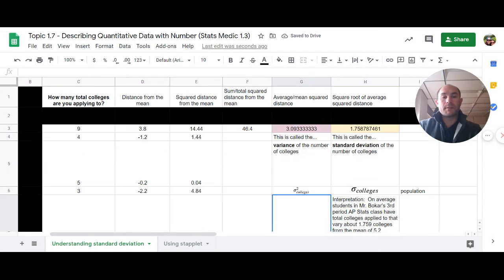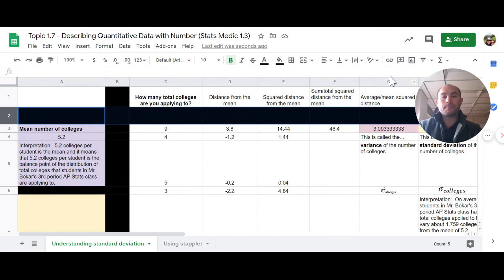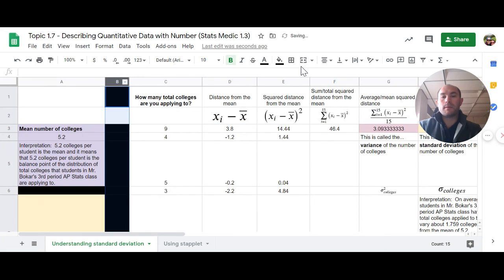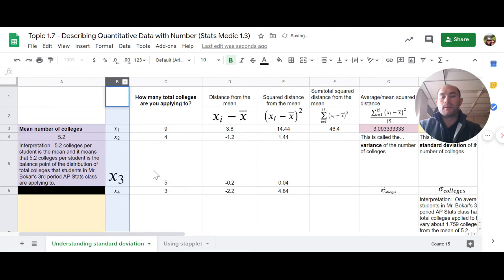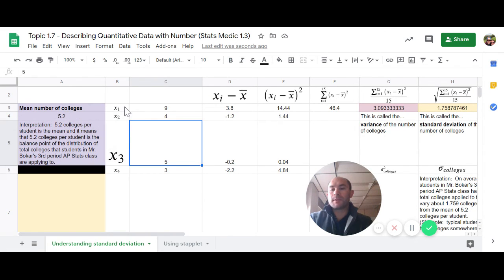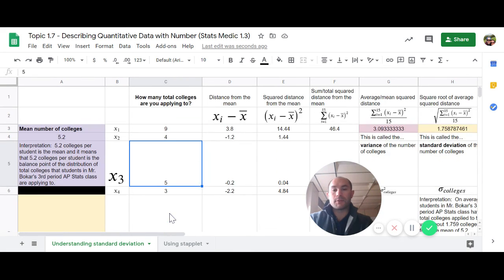Okay, so that's the idea of the standard deviation, and this is the formula for it, just to help us understand that. Here's a little formula that we will use in AP Stats. This is X1, just the first person in our list, data point 1. X is our variable, the number of colleges you apply to. So X1, the first person, had 9. X2 is 4. X3 is 5, and so on.